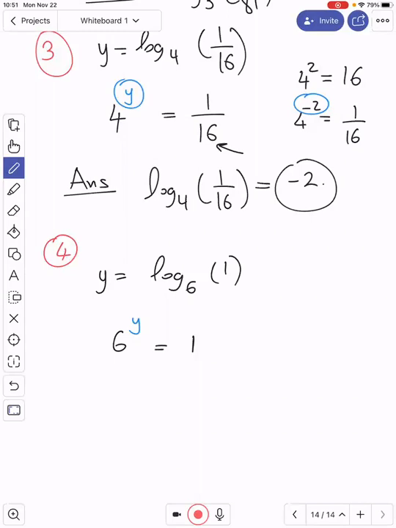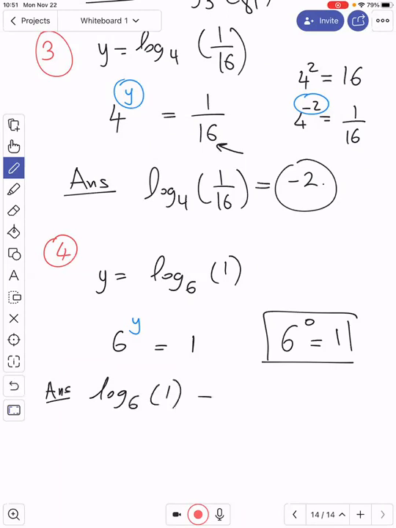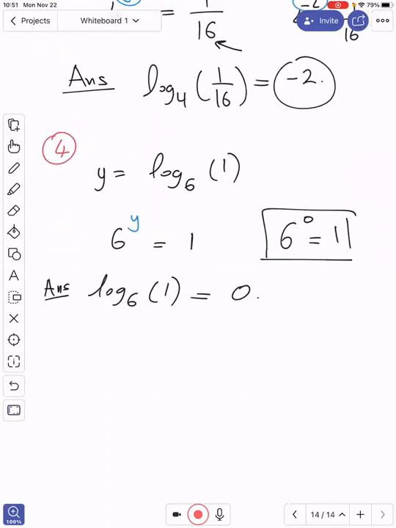Because 6 to the power 0, I mean, any non-zero number to the power 0 is 1. So then the answer: log in base 6 of 1 would be 0. And this is a very general statement. I mean, log of 1 in any base would be 0.